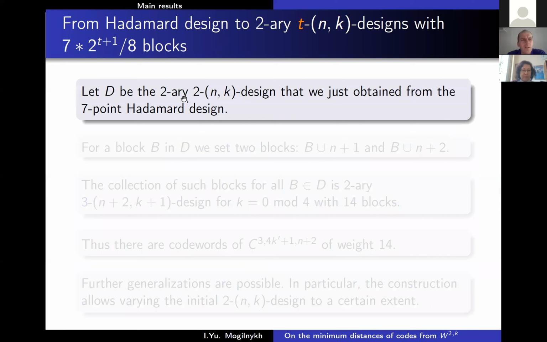Now we take the design that we have just constructed. For some reason, it is denoted by D here. And from this design, we construct a binary t-(n,k) design for t at least 3. So we increase 2 to t here. This design will have 7 times (2^t plus 2^(t+1)) divided by 8 blocks.